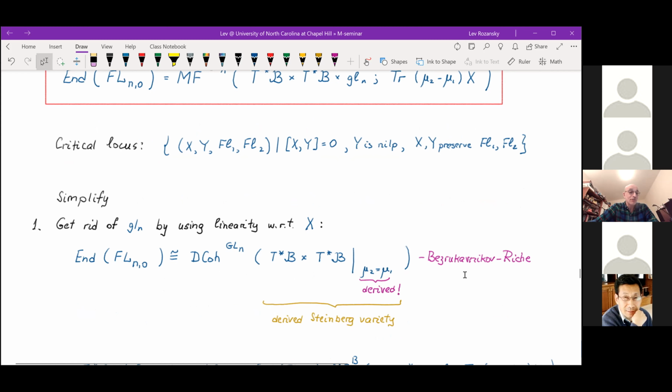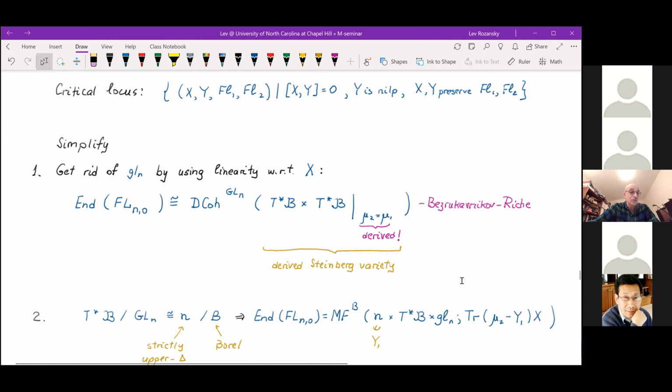So Bezrukavnikov-Riche appear naturally within this story. And you don't have to guess that it must be derived. It just comes this way through Koszul.